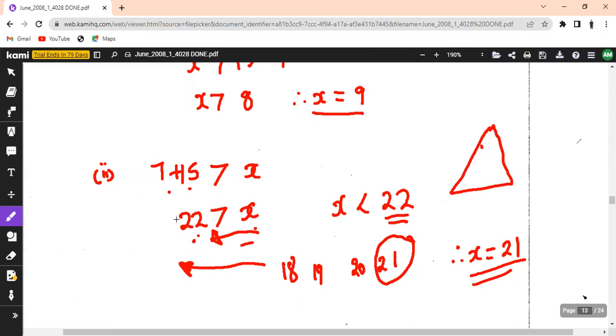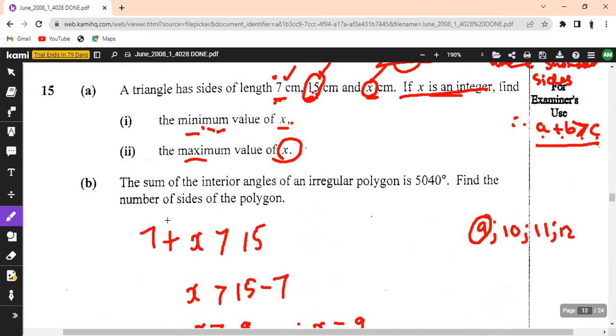Okay, so I want you to do it from now onwards so that you understand this part. Maybe it's going to help you as we are moving on. Okay, find the number of sides of the polygon if the sum of interior angles of an irregular polygon is 5040.